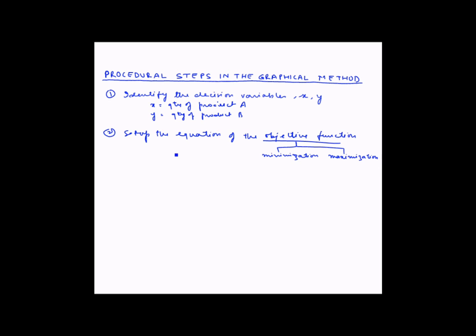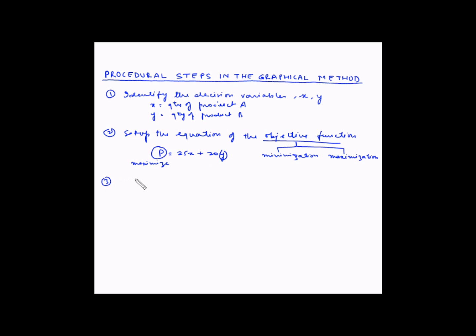A simple example of an objective function could be maximize profits, where P is equal to 25x plus 20y. So here P is representing the profit and we are trying to maximize it. And of course x and y are the decision variables.